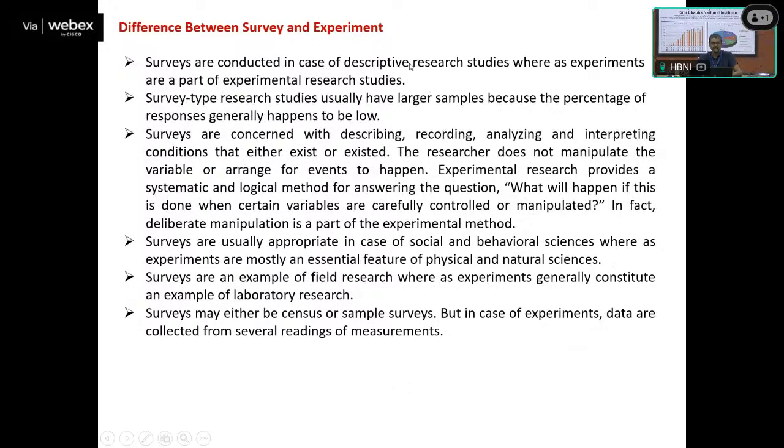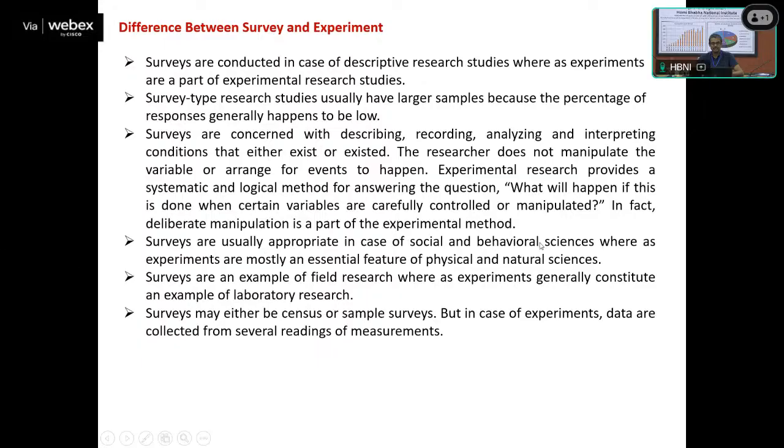Surveys are conducted in case of descriptive research studies, whereas experiments are part of experimental research studies. Survey type research studies usually have a larger sample because the percentage of responses generally happens to be low. Surveys are concerned with describing, recording, analyzing, and interpreting conditions that either exist or existed. The researcher does not manipulate the variable or arrange for events to happen. Experimental research provides a systematic and logical method for answering the question: what will happen if this is done, when certain variables are carefully controlled or manipulated? In fact, deliberate manipulation is part of the experimental method.